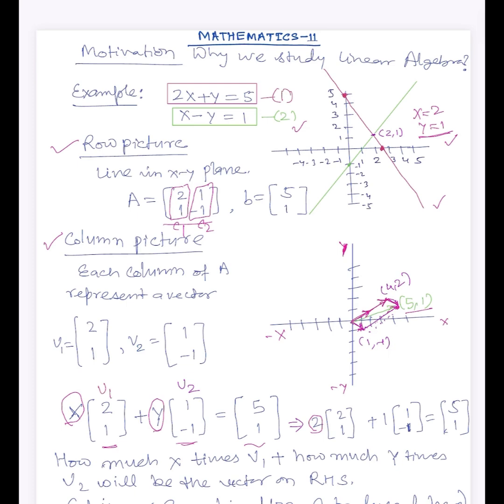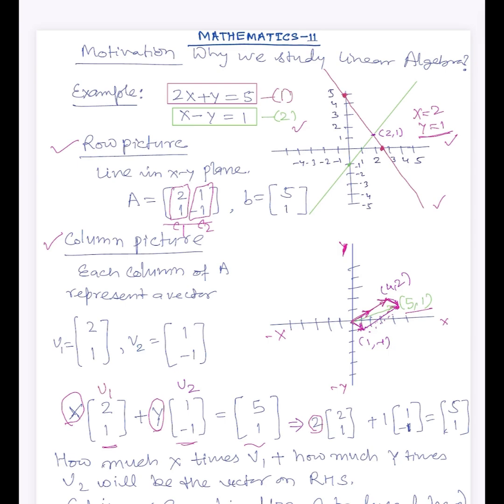Today we are going to discuss the vector space. Before going to discuss it, let us review why we need linear algebra. If you see the equations 2x plus y equal to 5, x minus y equal to 1, they can be drawn by the line equation and they meet at (2, 1), right? This is called a row picture.